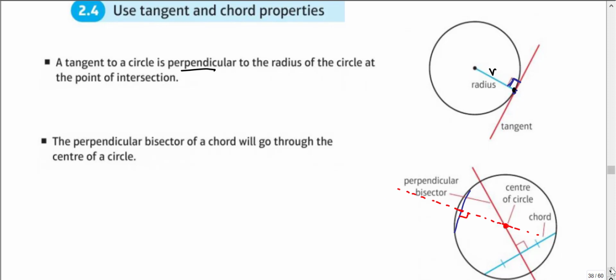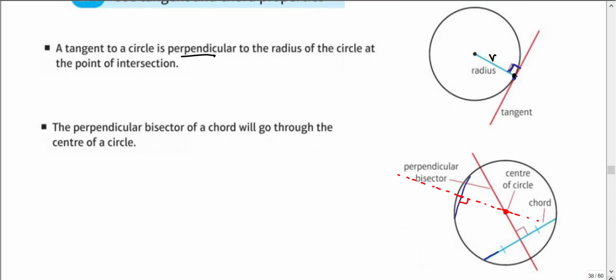In the circle, look down here. We have something called a chord. This is a chord. It's called a chord.